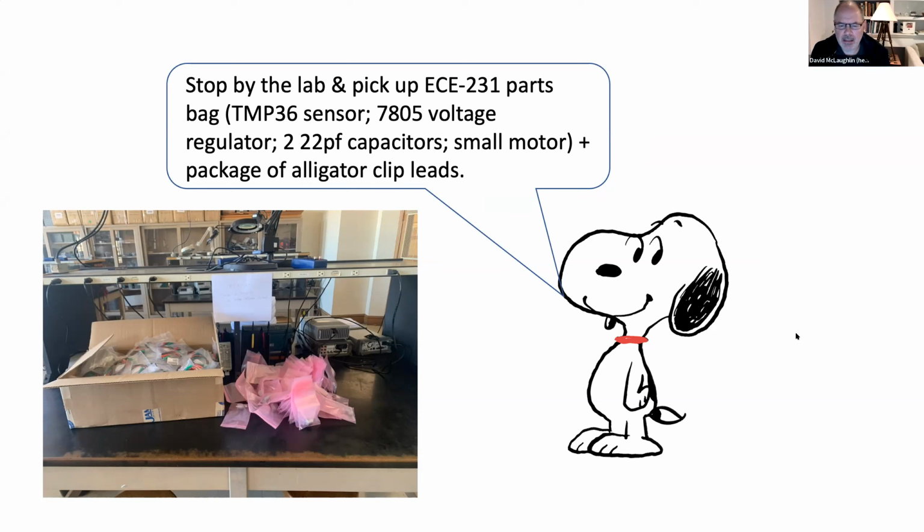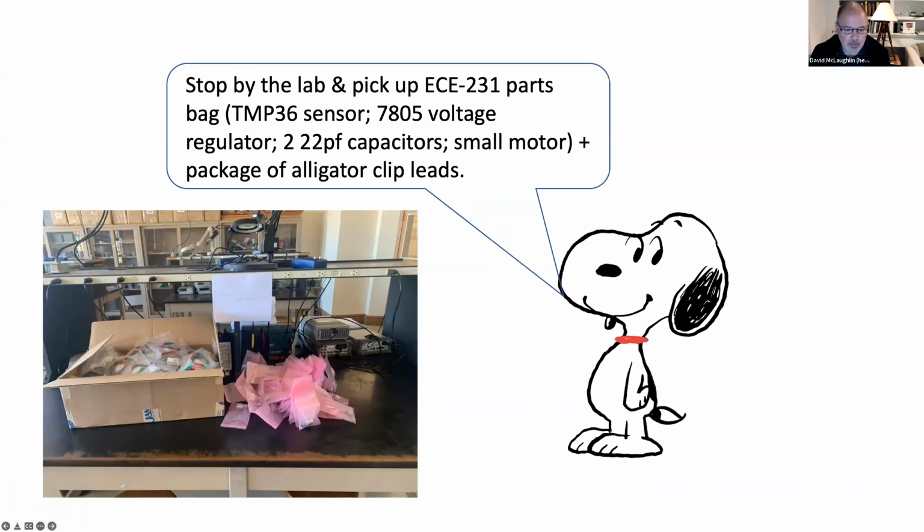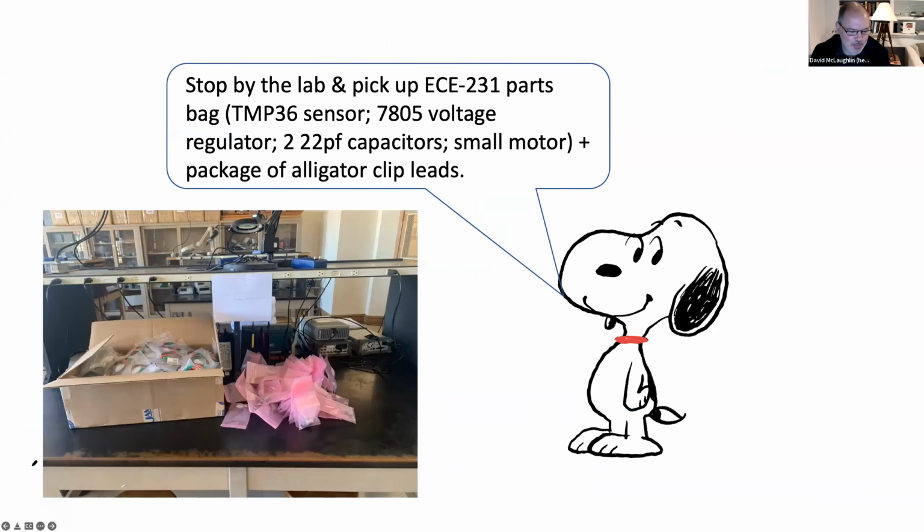And do stop by the lab and pick up 2 things that you'll need for this lab and the subsequent labs. You'll need a small red bag of parts, and a set of alligator clip leads. The parts just have a motor and a temperature sensor and some other things that you're going to need. It can be tricky to connect wires to the motors, and so the alligator clip leads make that easier for you. So that's what that's about.